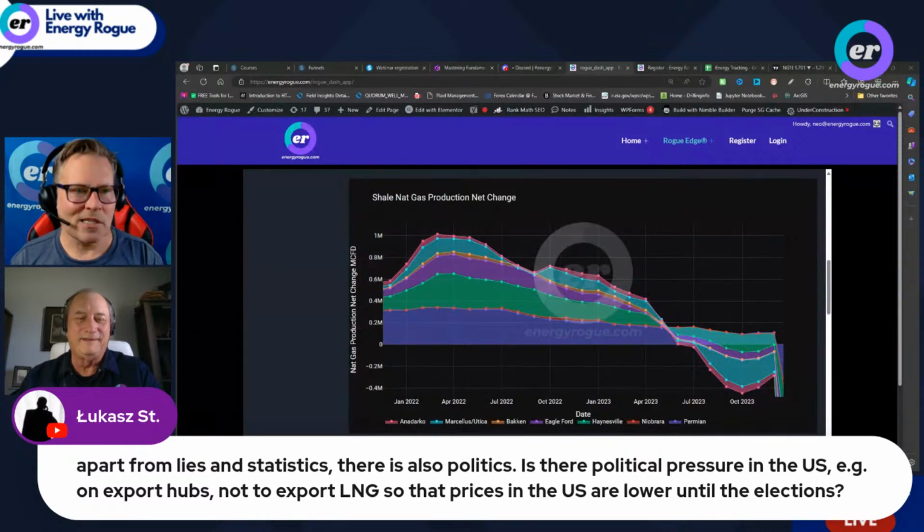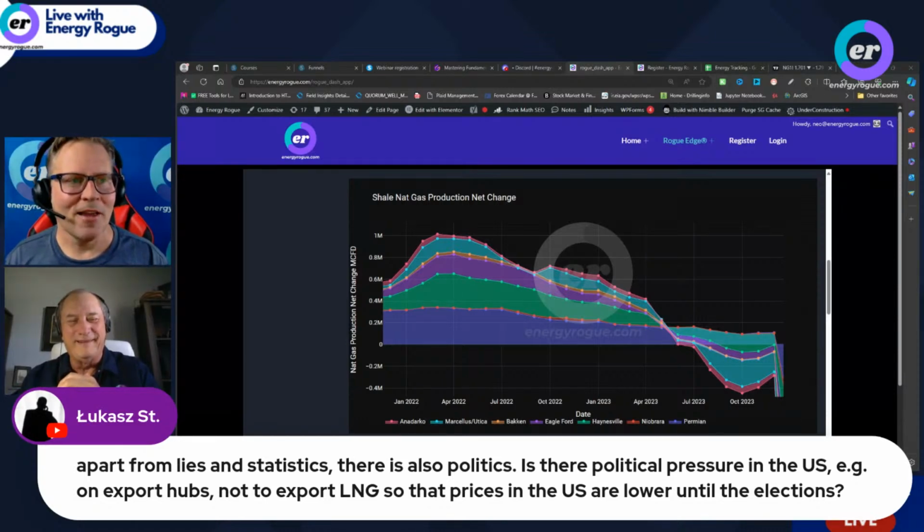There's also politics. Is there political pressure in the U.S. on the export hubs not to export LNG so that prices in the U.S. are lower until the elections?